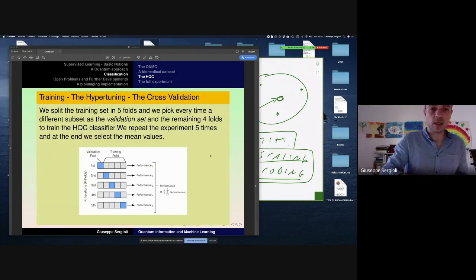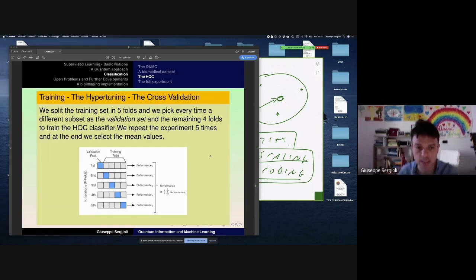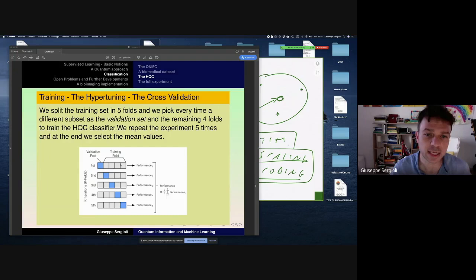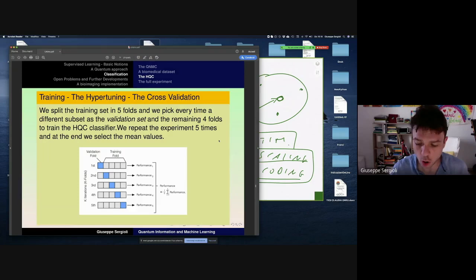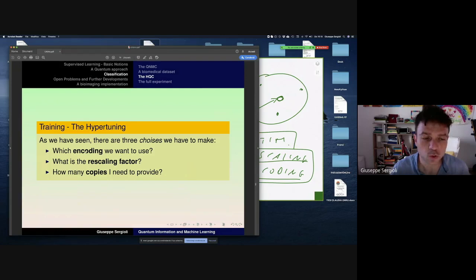Every time we use the 4 folds as training folds in order to see the best setting of these three parameters, and we use the validation fold as a test set. We repeat the same experiment 5 times, each time by picking a different validation fold. At the end, we have an average value that allows us to make a choice about the best encoding, the best rescaling factor, and how many copies to provide. Generally it's better to make more copies, but sometimes it could be convenient to use three copies instead of four. This is just a matter of probability.